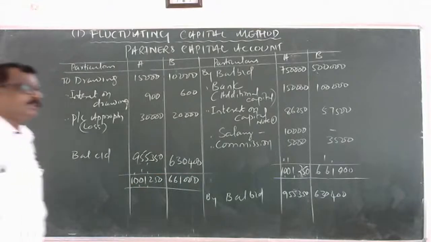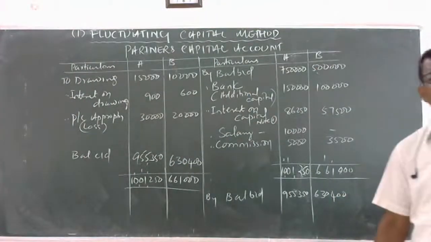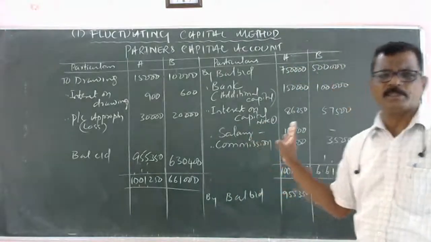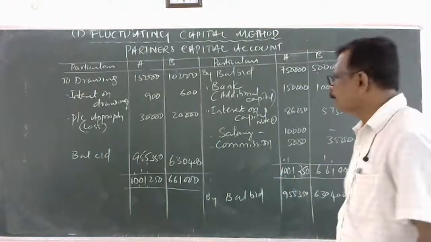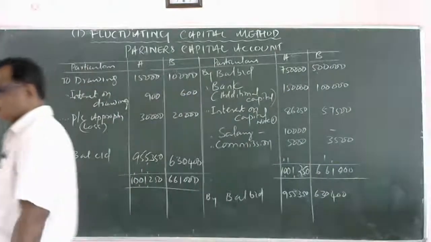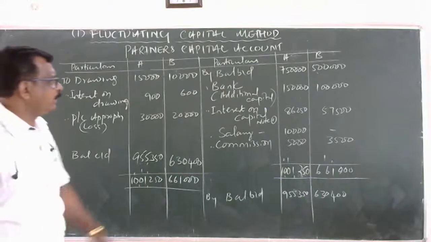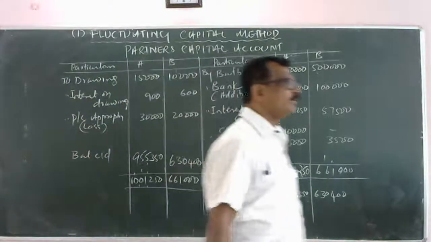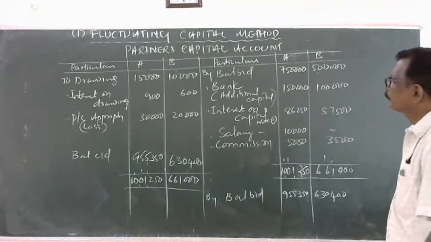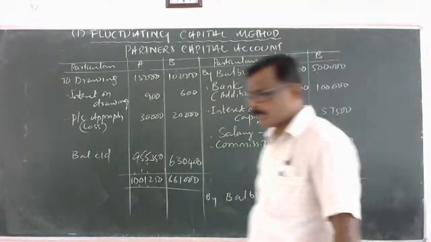This is how you have to prepare partners capital account under fluctuating capital method. Right? You can show the calculation of interest on capital here, interest on capital of Mr. A and B. We have calculated 86,250, 57,500. In note 1, you can show interest on capital. Write down this.